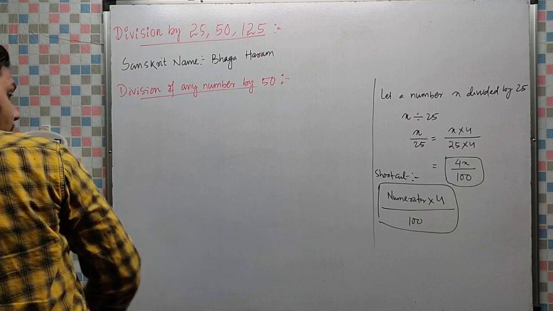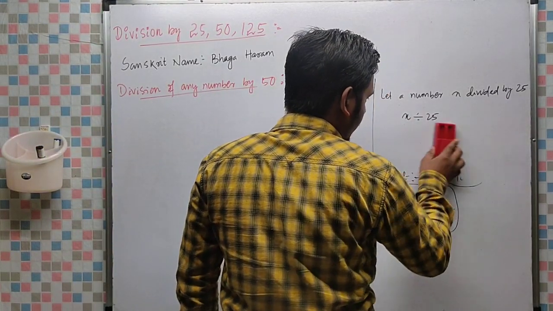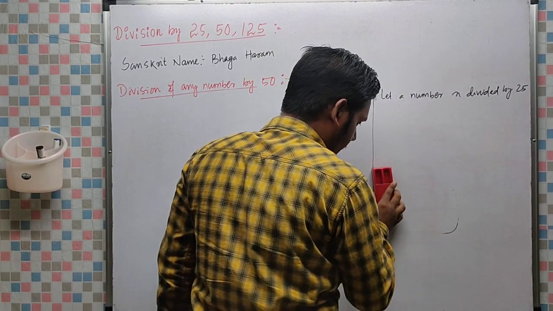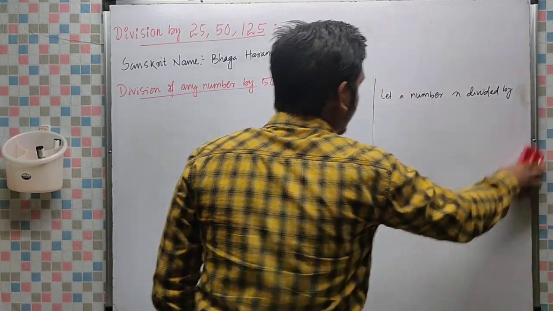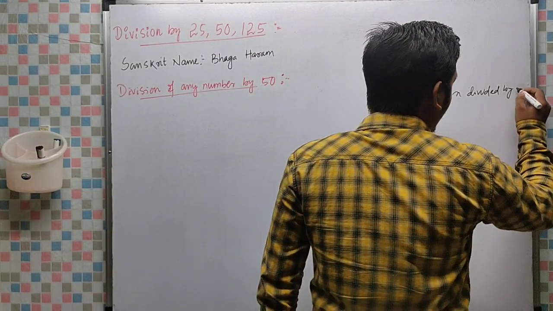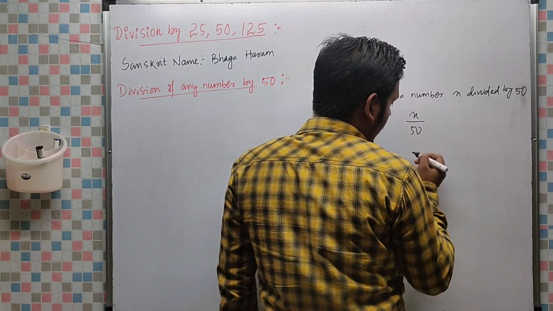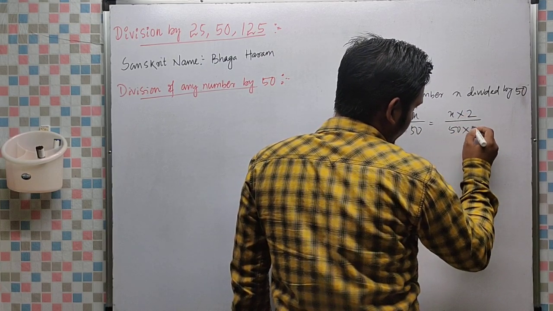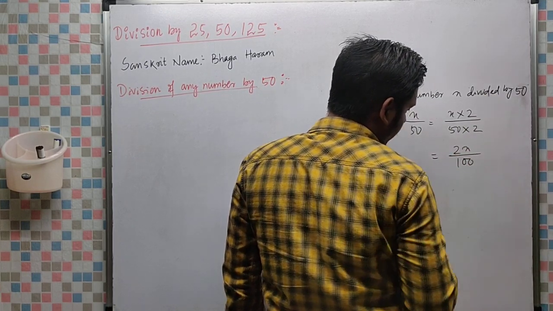You know that 50 is also a factor of 100. So here we have to change between the Sanskrit name of division, that is Vyavakarana. Here 50, any number divided by 50, so it is given that x by 50. So I can multiply 2 in the numerator as well as I can multiply 2 in the denominator. That means 2x by 100, 2 times numerator by 100.